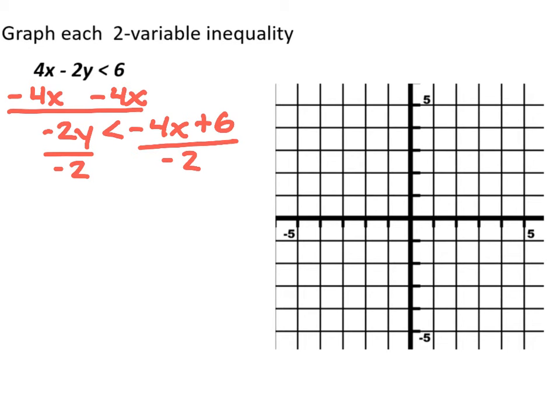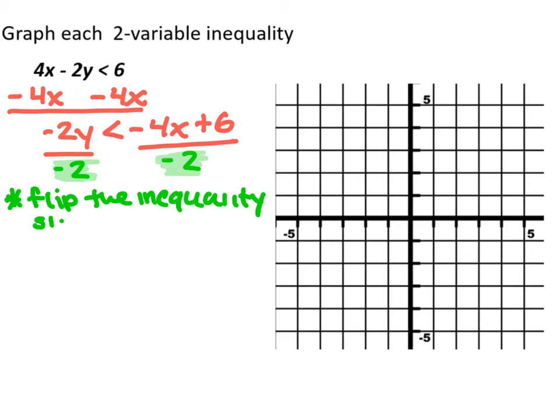However, in this case, since I am dividing everything by a negative number, this means that you're going to have to flip the inequality sign. So it will become y. We flip the sign, so instead of being less than, it becomes greater than. Negative 4 divided by negative 2 becomes positive 2x, and 6 divided by negative 2 becomes minus 3.